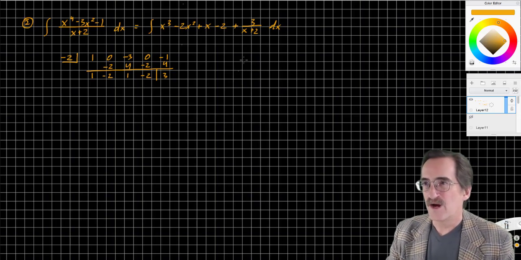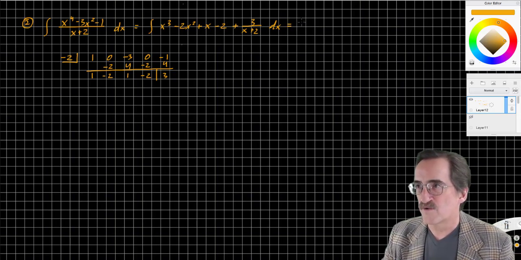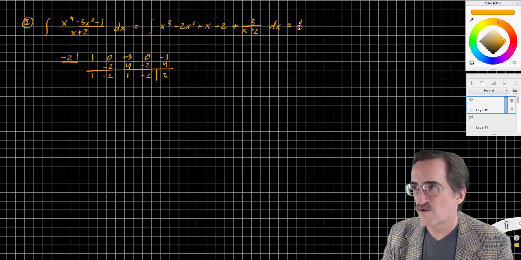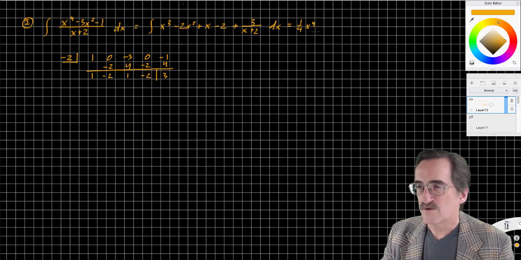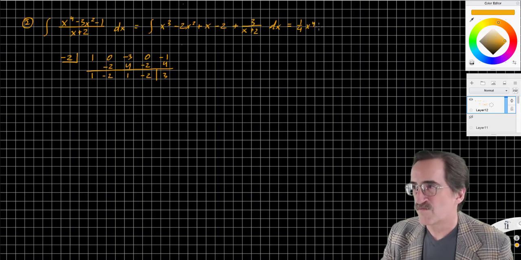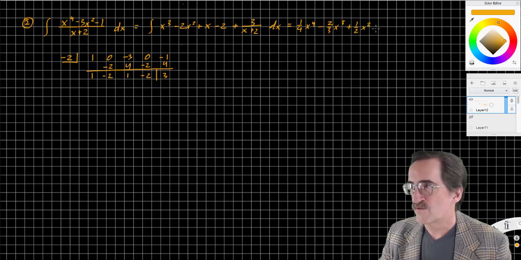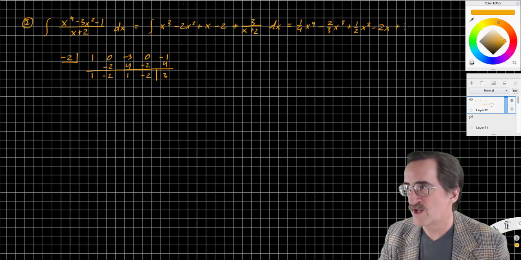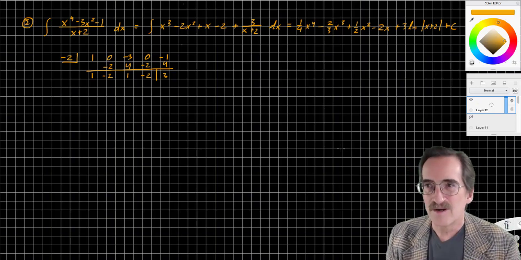Okay, and now it becomes one that we can work fairly straightforward. The integral of x cubed is x to the fourth over 4, or 1/4 x to the fourth. The integral of x squared is x cubed over 3, so minus 2/3 x cubed. The integral of x is x squared over 2, or plus 1/2 x squared. The integral of negative 2 is negative 2x. And the integral of 3 over x plus 2 is 3 times the natural log of x plus 2, plus c. Okay? All right, so there we go.